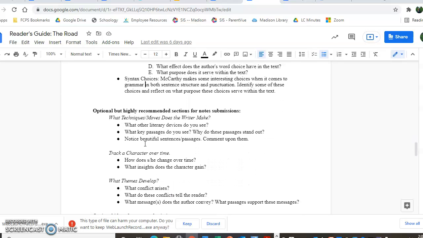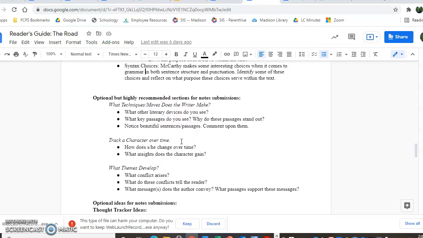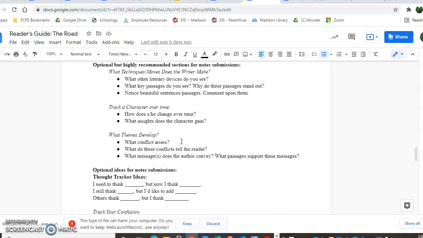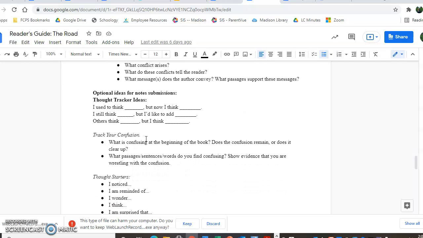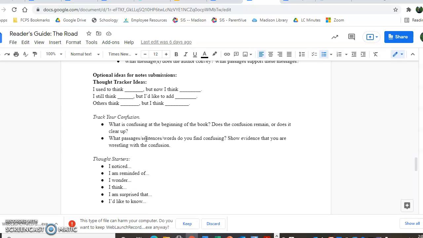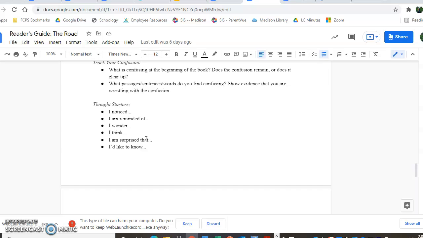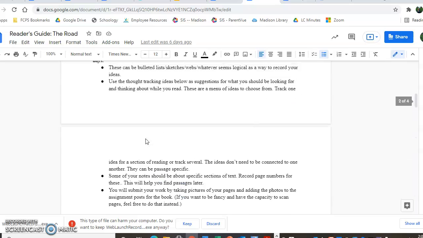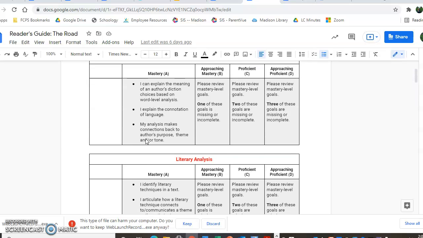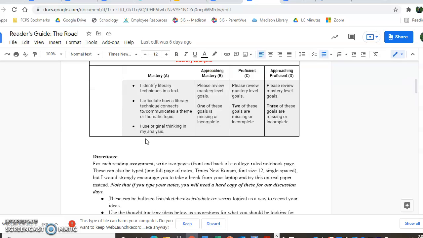There are some other things that are optional but recommended, like noting other literary devices you see, noting beautiful passages that stand out, tracking some of the characters over time, and later in the reading, looking at themes. I do think there's a lot of value in tracking your confusion. If there's a moment that stands out to you that merits rereading and is confusing, including that in your notes can be a really interesting starting point to contribute to discussion. You could ask people, I didn't get this, did you get this? And you could unpack it together, because maybe somebody read it and understood it, or maybe none of you did. That can be an interesting starting place for figuring it out together.